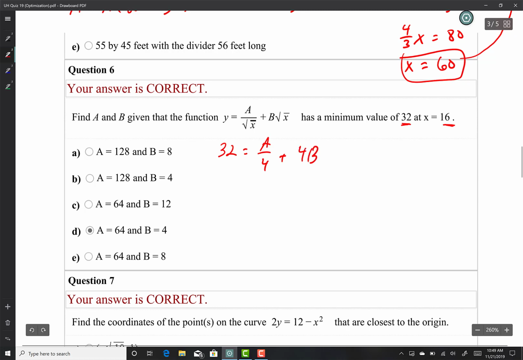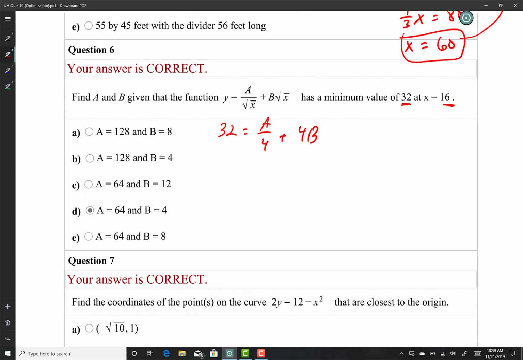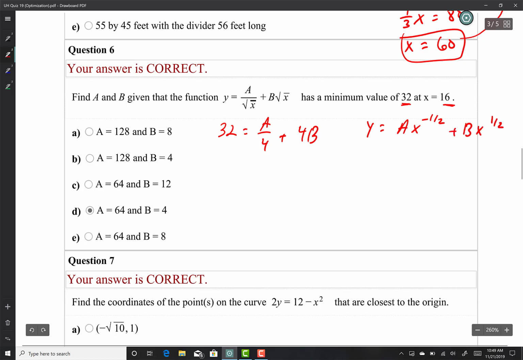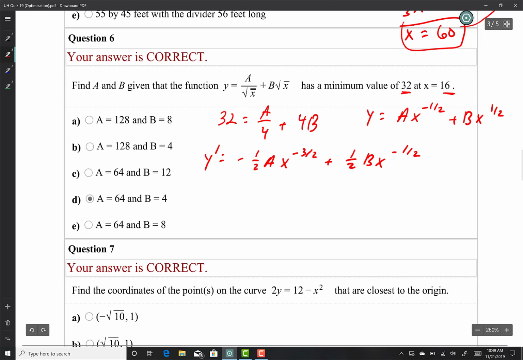All right, so now we're going to take the derivative. Before I do that, guys, let's rewrite it: a x to the negative half plus b x to the half. So here we go. Y prime equals negative 1/2 a x to the negative 3/2 plus 1/2 b x to the negative half. I know that this must equal 0 because I know that's a critical number, it's a minimum value. So negative a over 2.